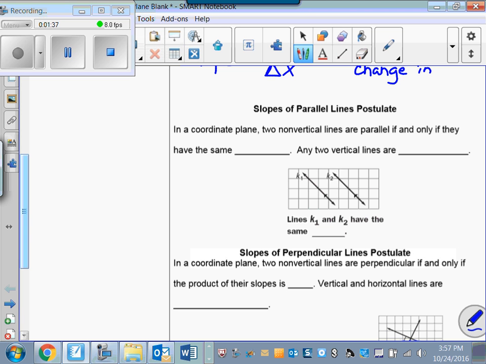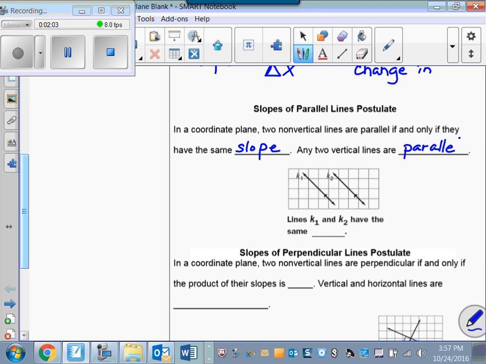All right, so we have the slopes of parallel lines postulate that says in a coordinate plane, two non-vertical lines are parallel if and only if, hey, what is that? That's a biconditional statement, right? Parallel if and only if they have the same slope. So two lines are parallel if and only if they have the same slope. Any two vertical lines are parallel.